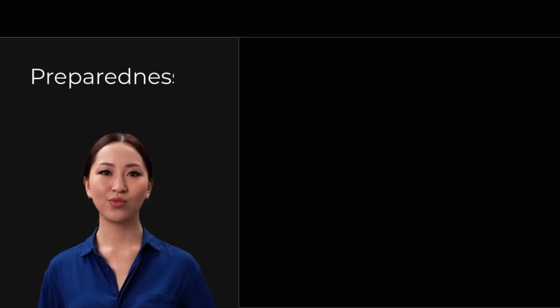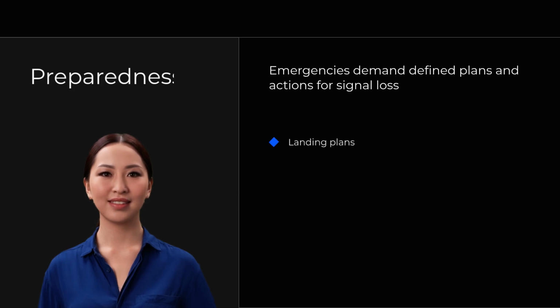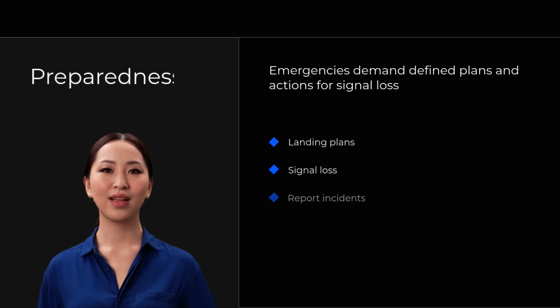Preparedness for emergencies is crucial. Define landing plans and actions for signal loss. Address malfunctions immediately and report incidents. Secure the scene and preserve evidence. Conduct a post-flight review and recommend improvements for future operations.